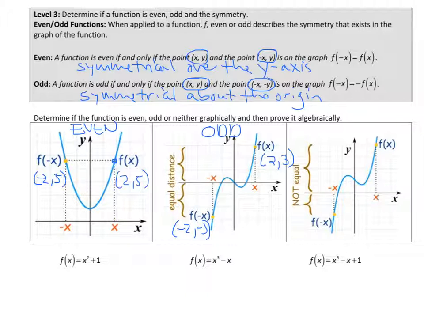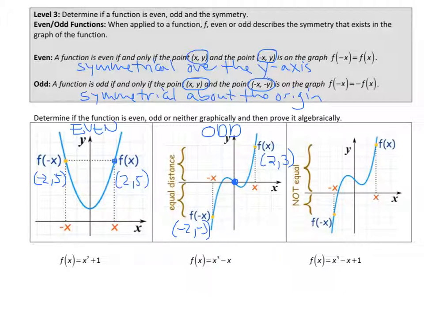Now, how could something be symmetrical about the origin? Here's what that means. Imagine if you stuck a pin right in the origin, which is the point 0, 0, and then you rotate the graph 180 degrees. Would it land right in the same place? Yes, it would. So that's what it means to be symmetrical about the origin. If you rotate it 180 degrees about the origin and it lands right on top of itself, then it's an odd function.